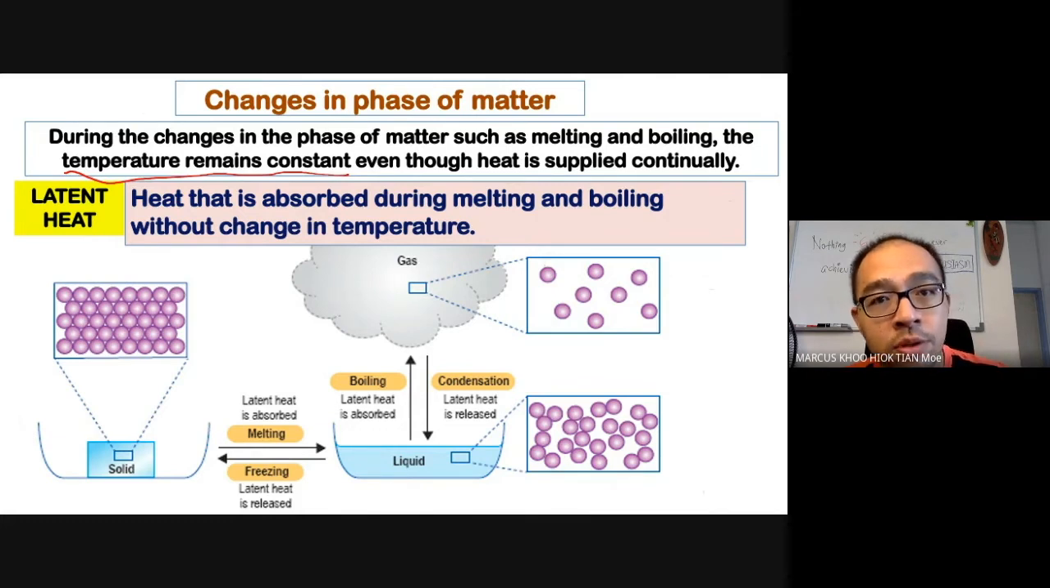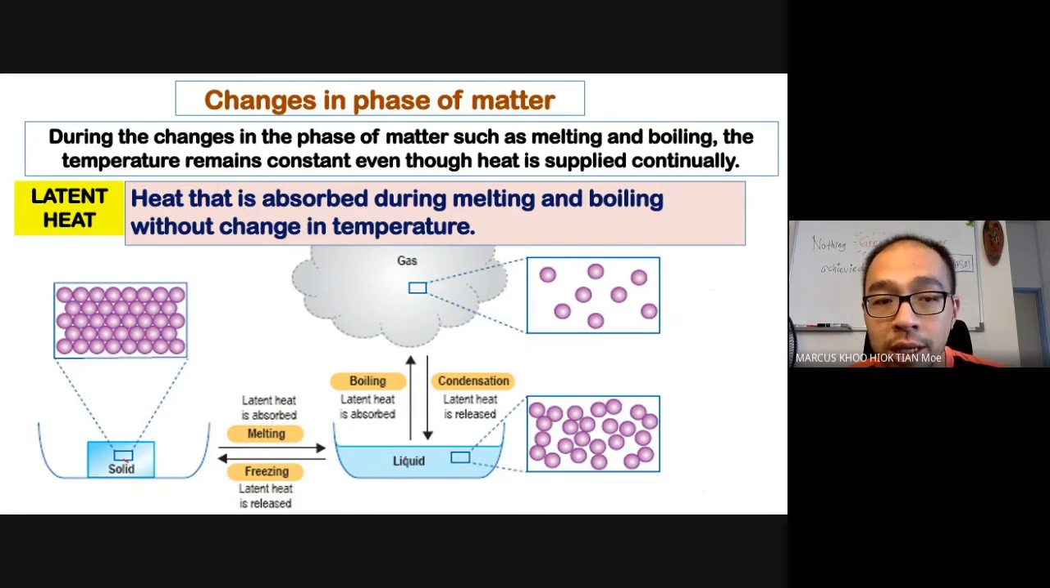We learn that sometimes you can provide heat, but there is no change in temperature. Because what is the heat doing? Its job is to break up the bonds between the molecules. So latent heat is the heat that is absorbed during melting and boiling without a change in temperature. Heat is absorbed or released. For example, if it's melting, latent heat will be absorbed because you're changing from solid to liquid.